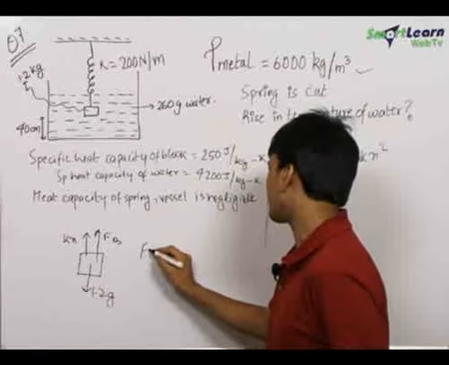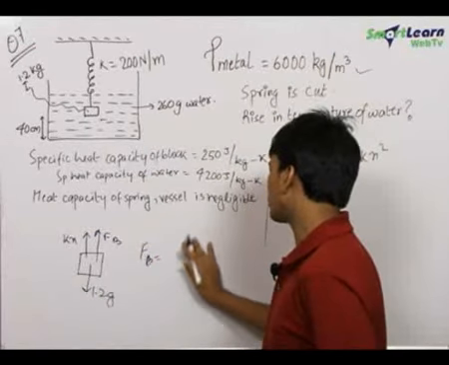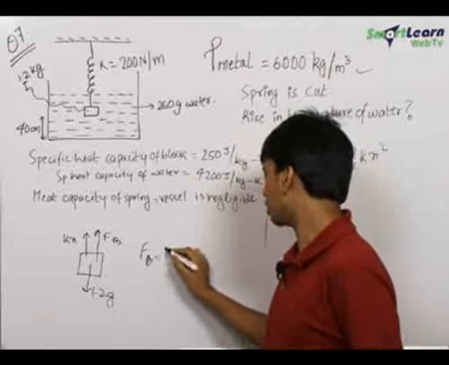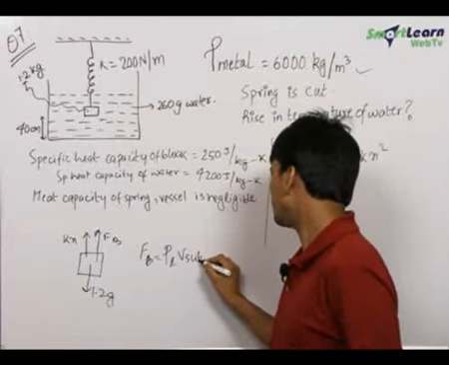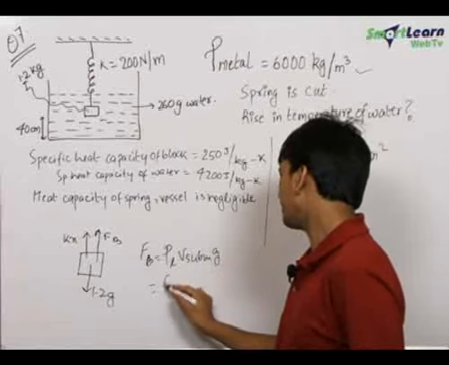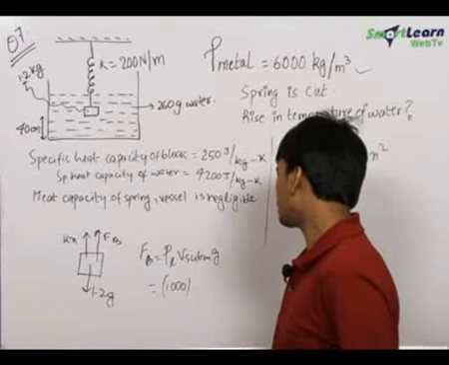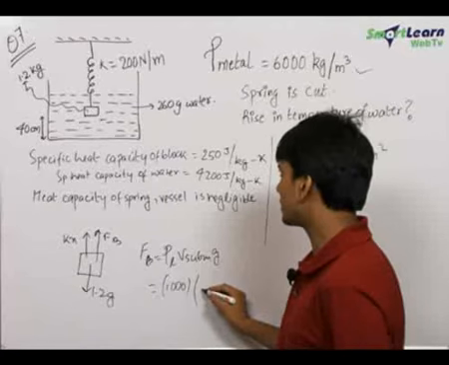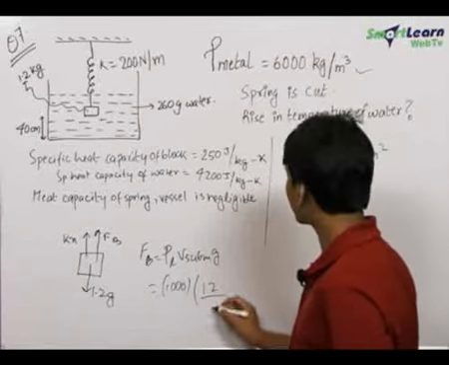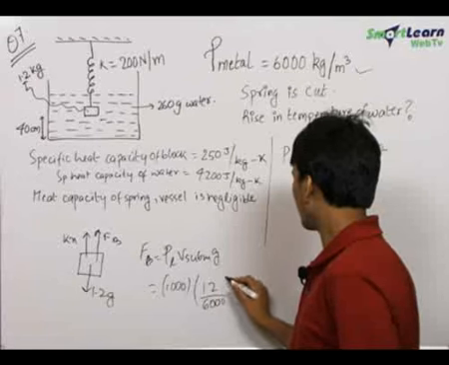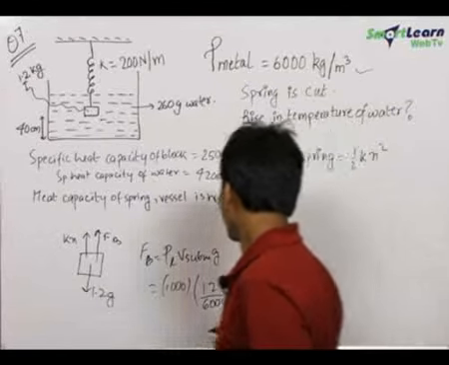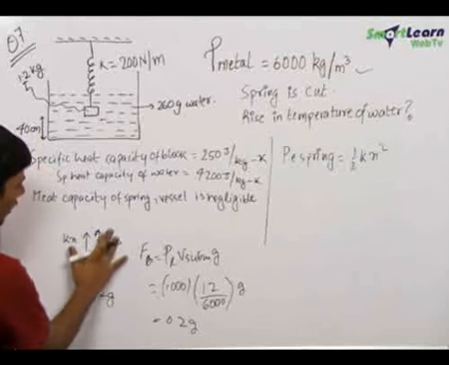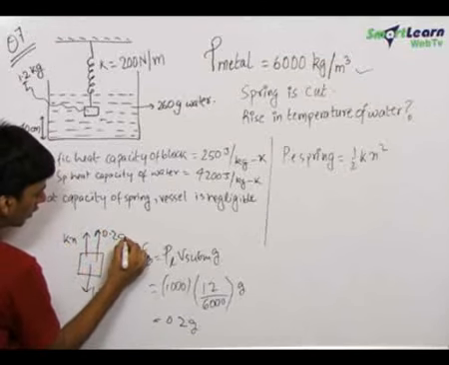Now let us find out the buoyant force first. Buoyant force is always equal to density of the liquid into the volume submerged into g, that is rho liquid V submerged into g. Therefore this can be written as 1000, density of water, into volume submerged. Volume submerged is the volume of the mass, that is equal to mass upon density, that is 1.2 upon 6000, into g. This comes out to be equal to 0.2 into g. Therefore the buoyant force is 0.2 into g.